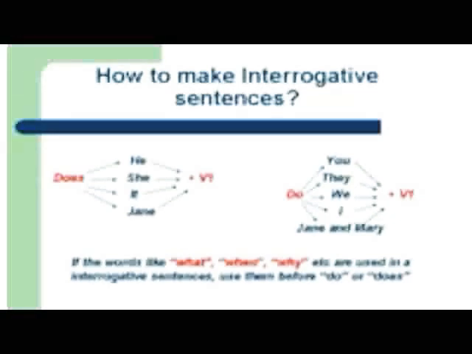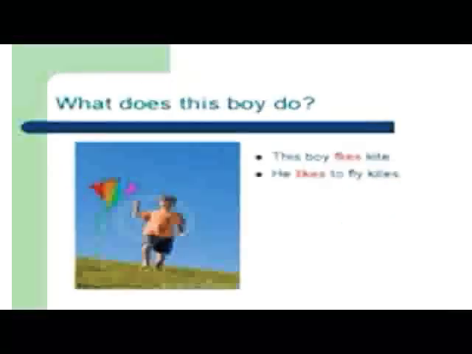And if there are WH questions like what, where, why, we will put what, where and why before does. For example, where does she go? Okay. What does this boy do? That is a question. This boy flies kites. He likes to fly kites.